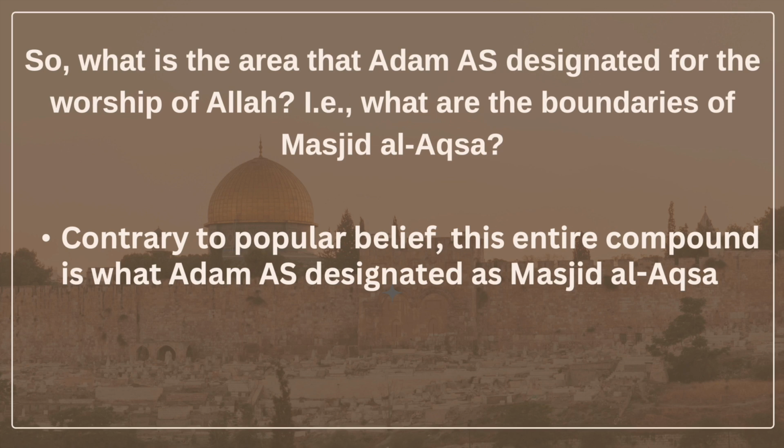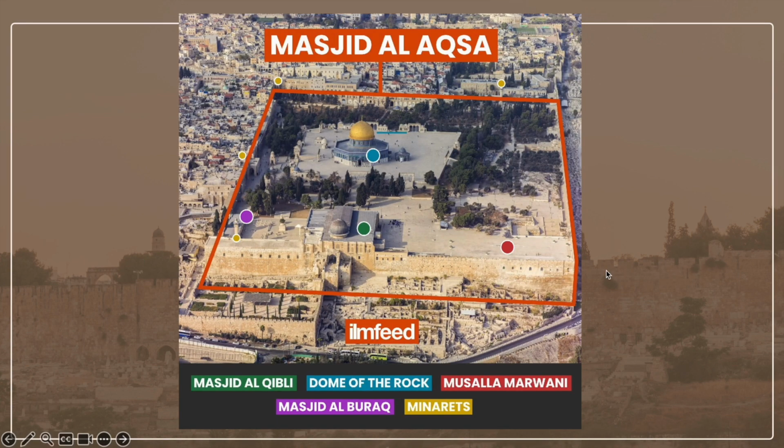Now, contrary to popular belief, this entire compound that we're going to have a look at is actually what Adam alayhi salam designated as Masjid al-Aqsa. And this links back to the previous session. If you remember, we said masjid is a land. It is not a building. It doesn't need to be a building. So this whole area is Masjid al-Aqsa.